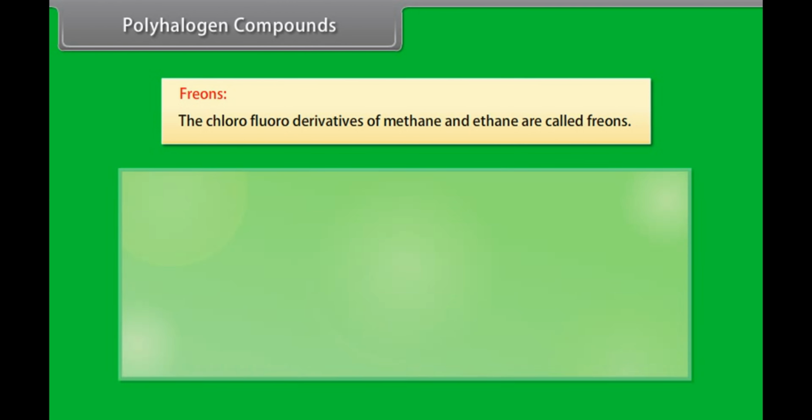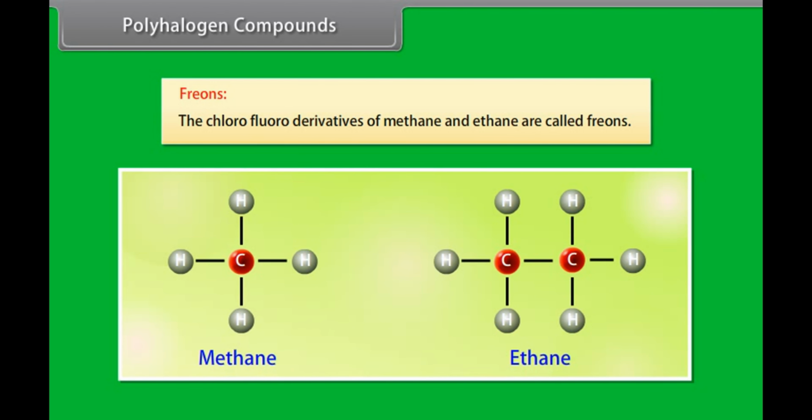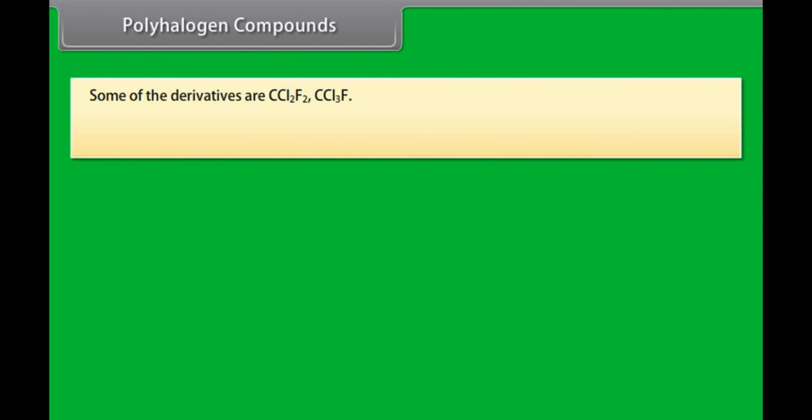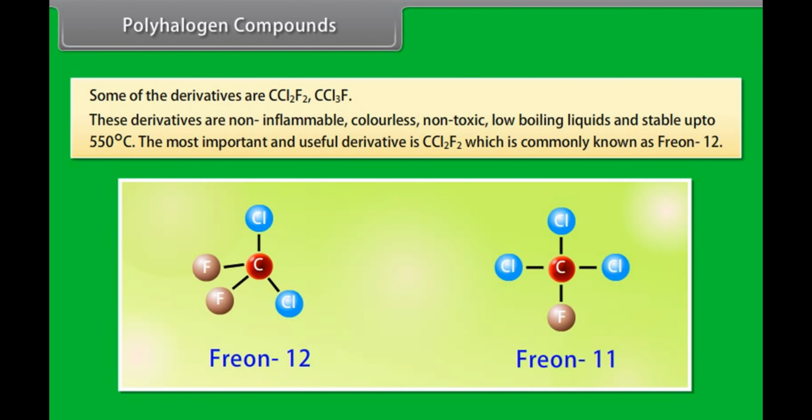Polyhalogen compounds. Freons. The chlorofluoro derivatives of methane and ethane are called freons. Some of the derivatives are CCl2F2, CCl3F. These derivatives are non-inflammable, colorless, non-toxic, low boiling liquids and stable up to 550 degrees Celsius.